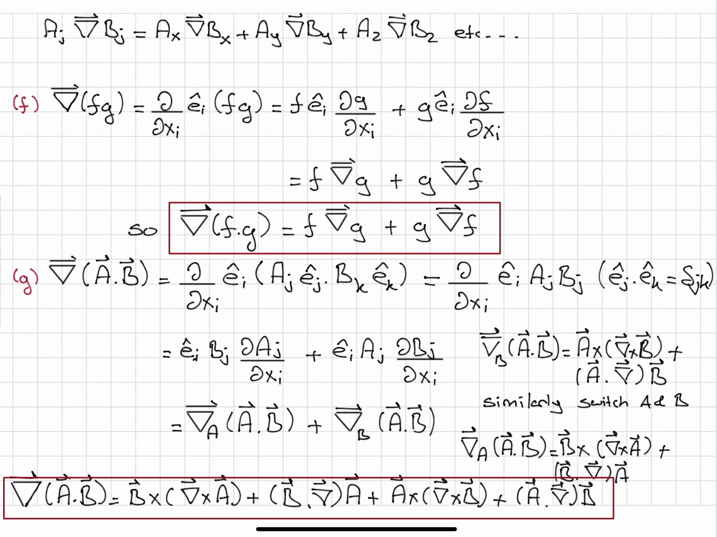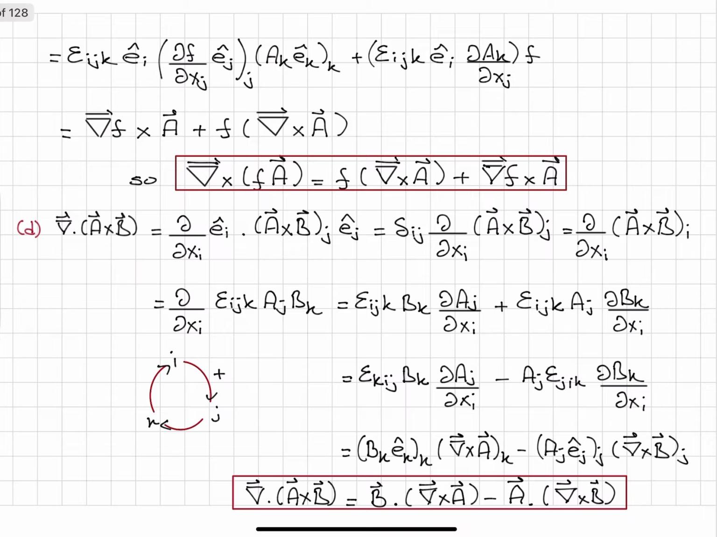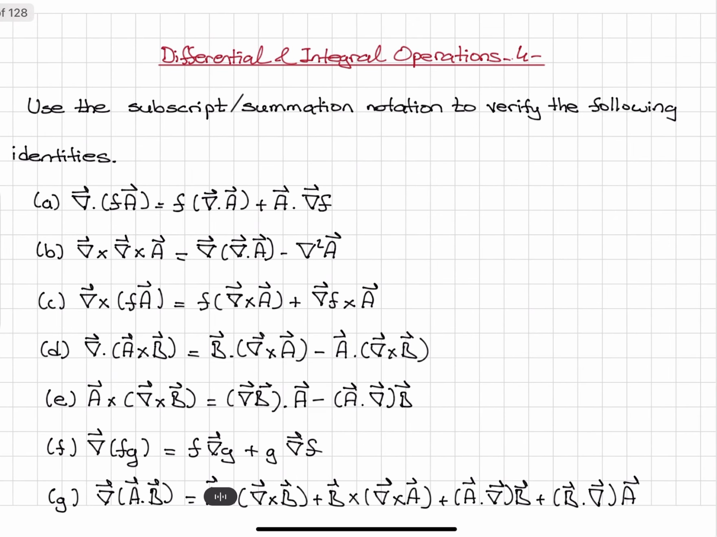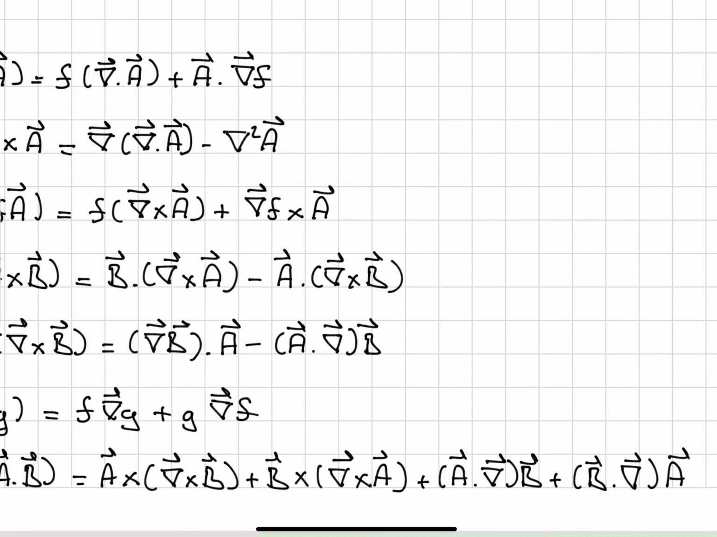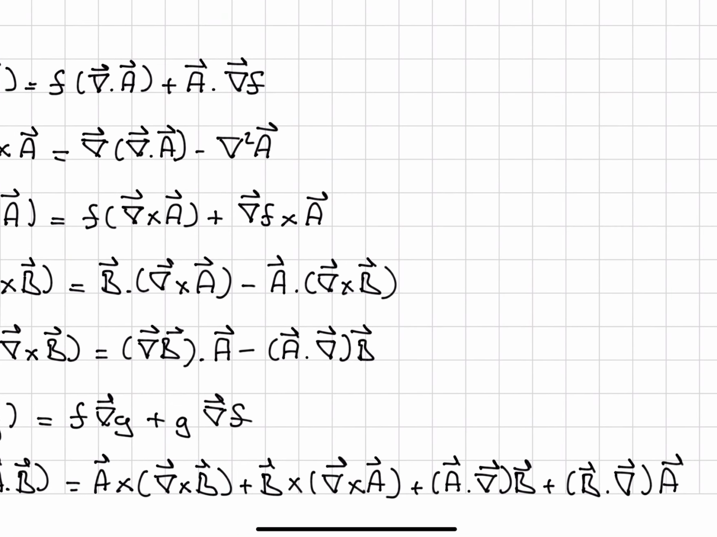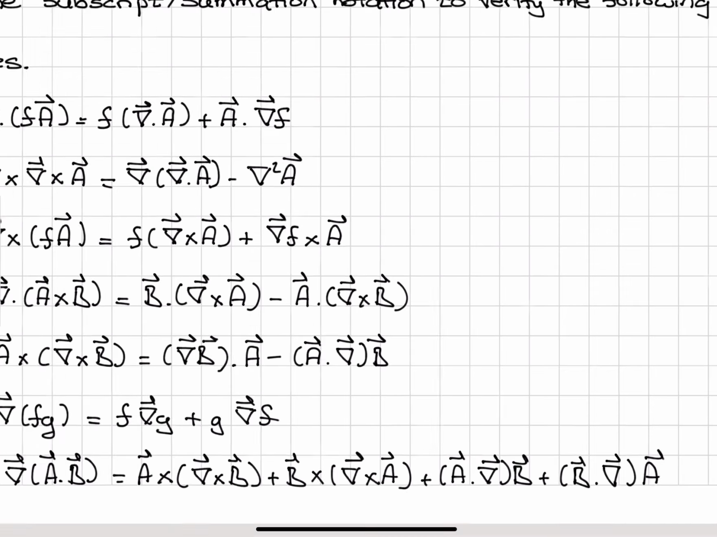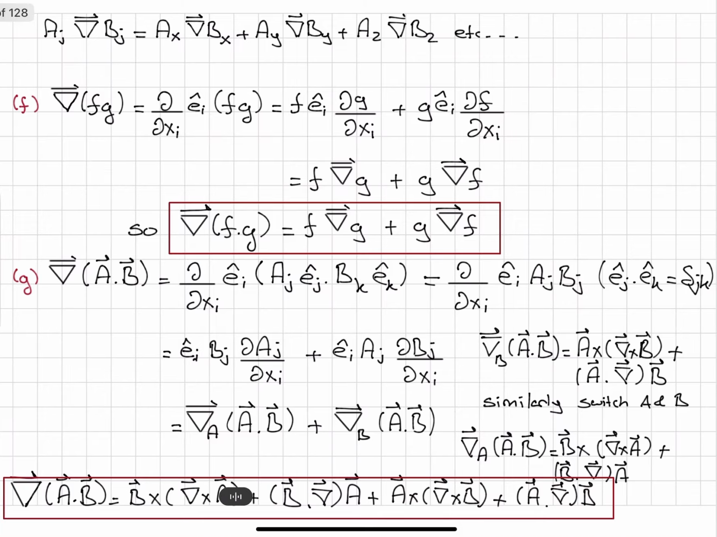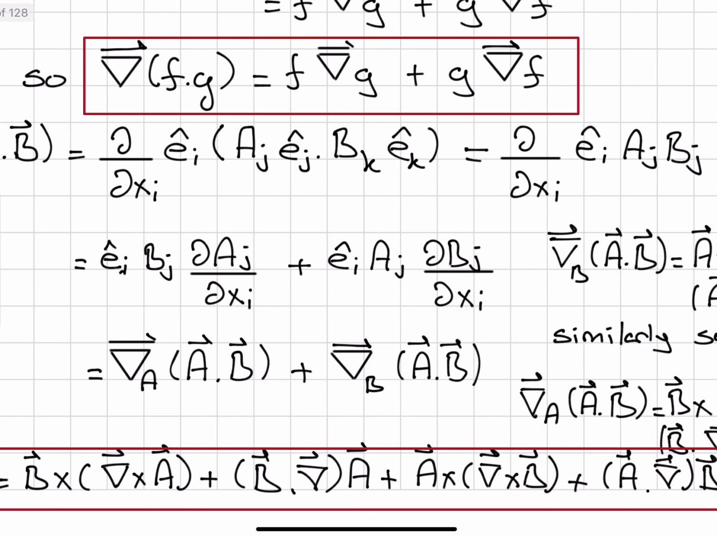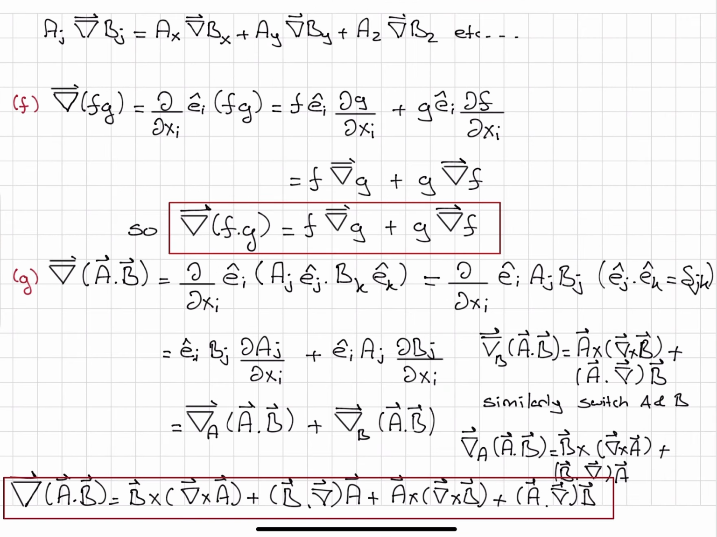And let's check this answer. So we were supposed to prove this identity: the gradient of A dot B is A cross curl B plus B cross curl A plus A dot gradient B plus B dot gradient A. So here's what we have found: B cross curl A plus A cross curl B, B dot gradient A plus A dot gradient B. So that's exactly what we have found.